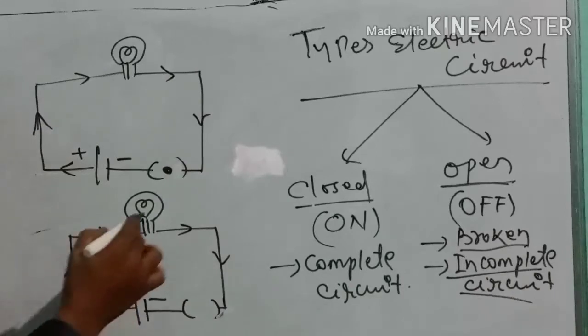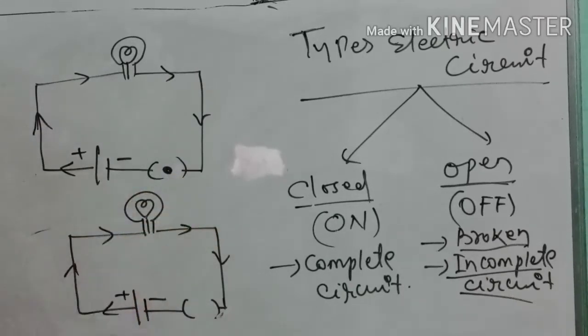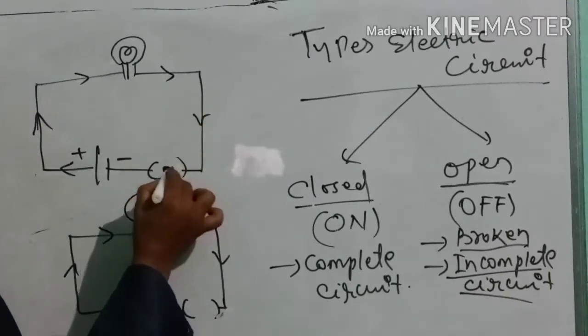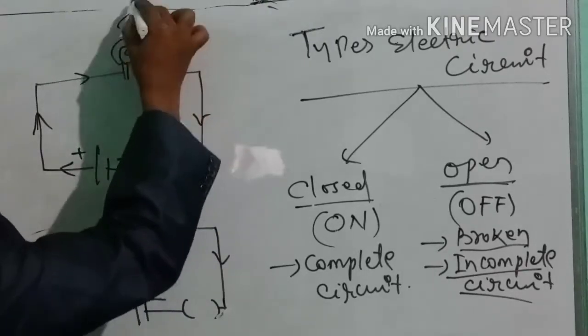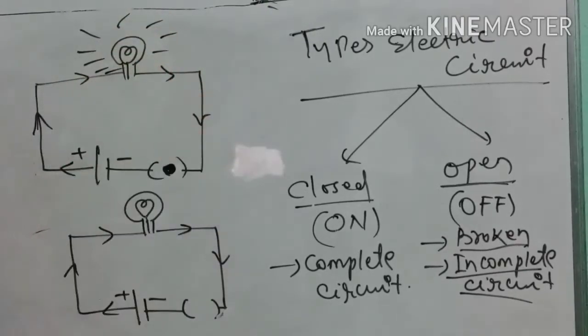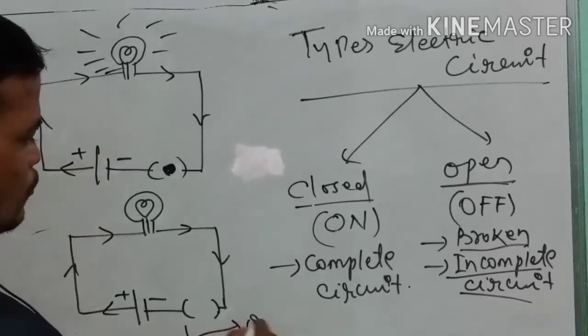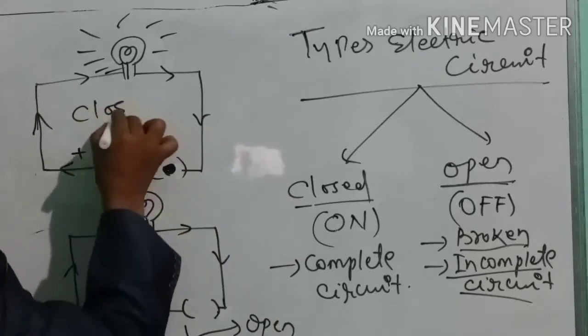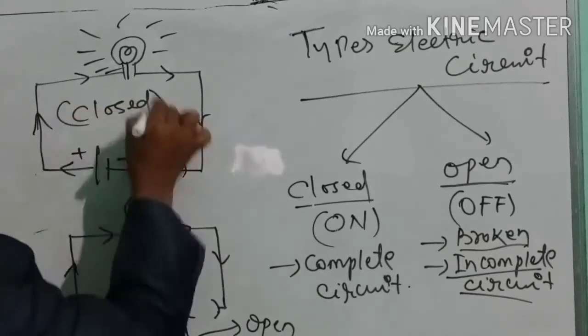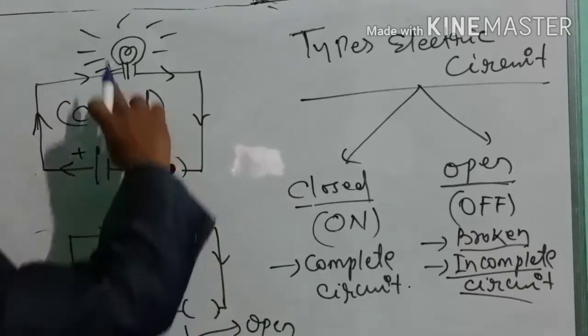So look, this dot point is there. That means here the switch is in on condition. That means the bulb will glow. In this condition, there is no dot. That is called an open circuit. This circuit is called open circuit, and this is called closed circuit, because the bulb is glowing.